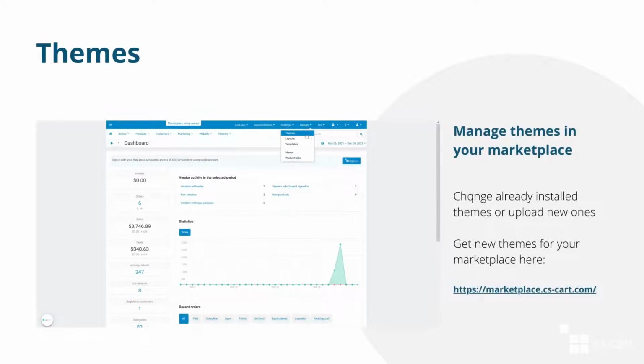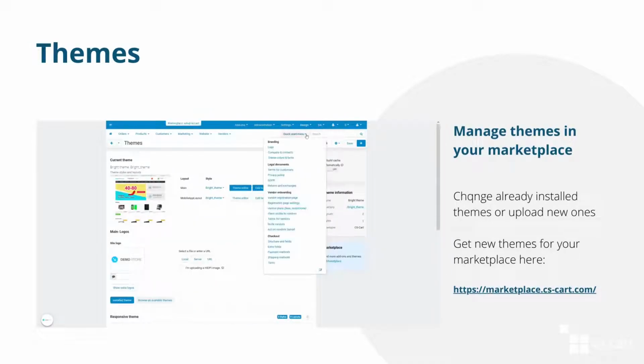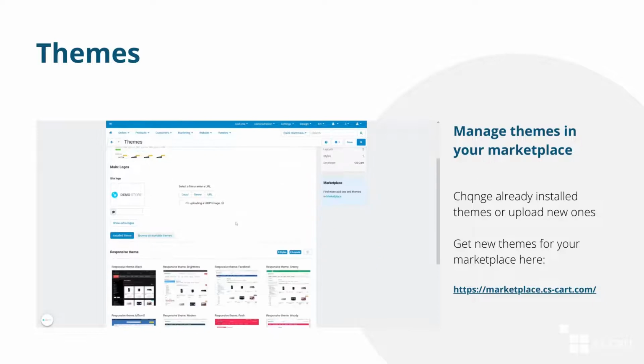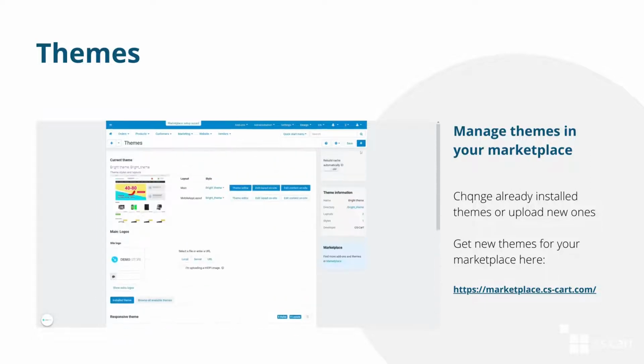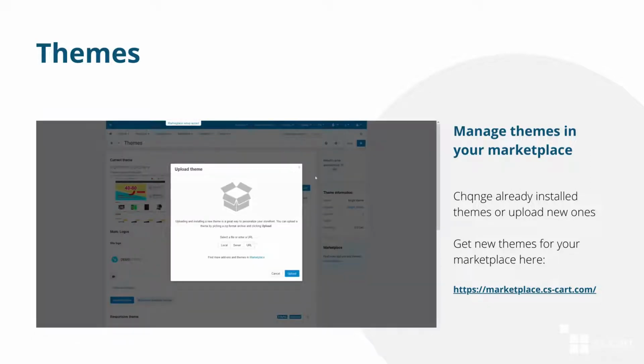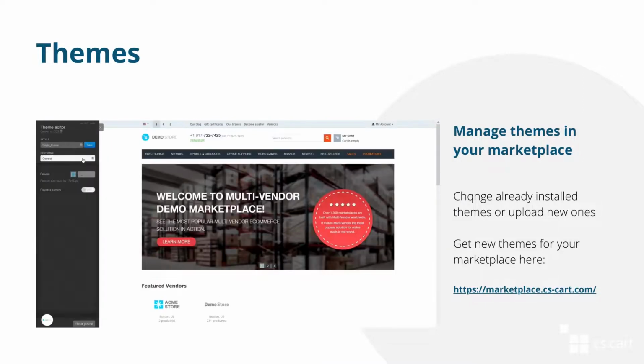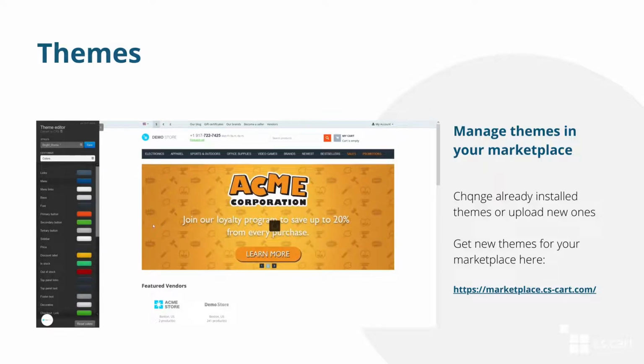Manage themes in your marketplace. A theme is a set of predefined colors, fonts, backgrounds, styles, and other elements that affect the appearance of your site. You can choose your theme from the list of already installed themes, or you can find the theme on our marketplace of add-ons and themes and upload it in the admin panel. You can change any theme using the theme editor and save it as your own.